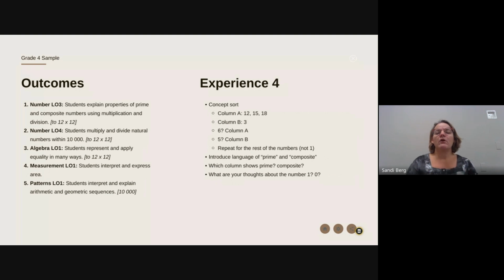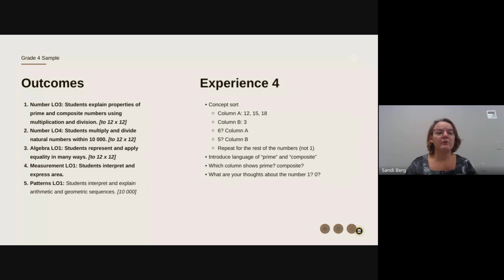And then we can have that conversation around, what are your thoughts around the number 1 and 0? Why aren't they prime or composite? So here are the outcomes. So the first 4. This time I'm deliberately bringing in prime and composite numbers, multiplication, division, equality, and area. Less about patterns in this one. I wasn't deliberately focusing on having them identify patterns or create a pattern.